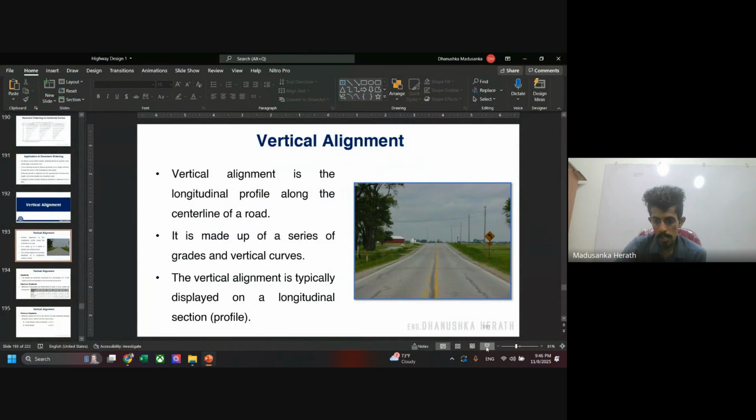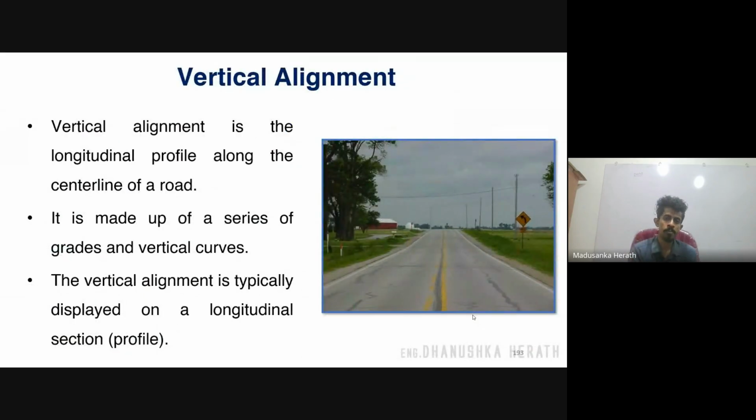Right, then we can go for vertical alignment. Right, vertical alignment is the longitudinal profile along the center line of a road. So it is made up of a series of grades and vertical curves. The vertical alignment is typically displayed on a longitudinal section or the longitudinal profile.